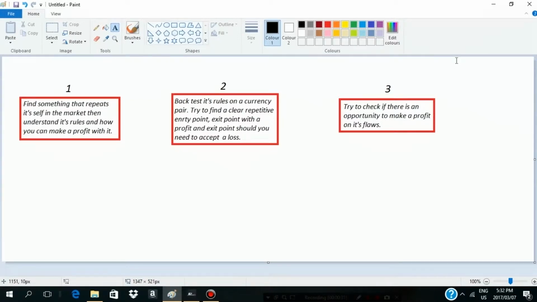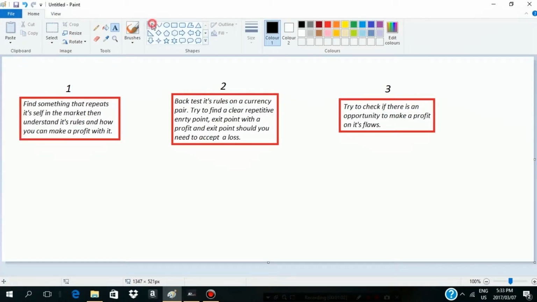Okay, so now we are going to go through the basic 3-step process of creating a strategy. Bear in mind, when someone says, "Oh, I've got a strategy," what they are saying is they have found something that repeats itself in the market in which they can make a profit. The basic 3-step process is: find something that repeats itself in the market, then understand its rules and how you can make a profit with it.